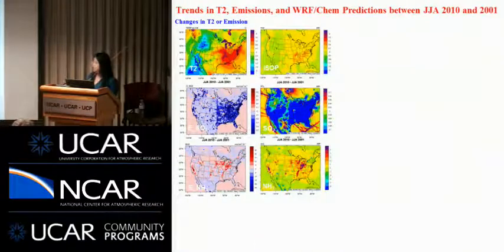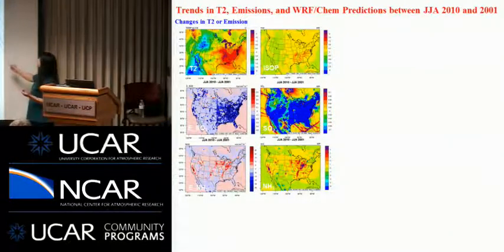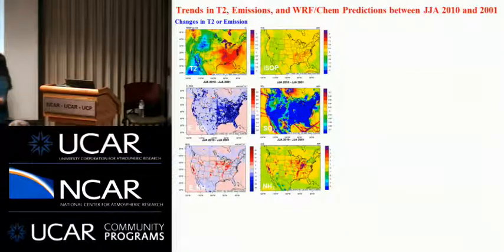Then for change analysis, we compare the summer period in 2010 relative to the summer period in 2001, trying to see how climate change and emission change affect the model prediction. These slides show changes in temperature at 2 meter height, and also emissions of SO2 and ammonia. We can see that in a 10-year period, the temperature tends to increase largely over southeastern U.S., consistent with this regional climate warming. That leads to higher isoprene emissions and higher SOA.